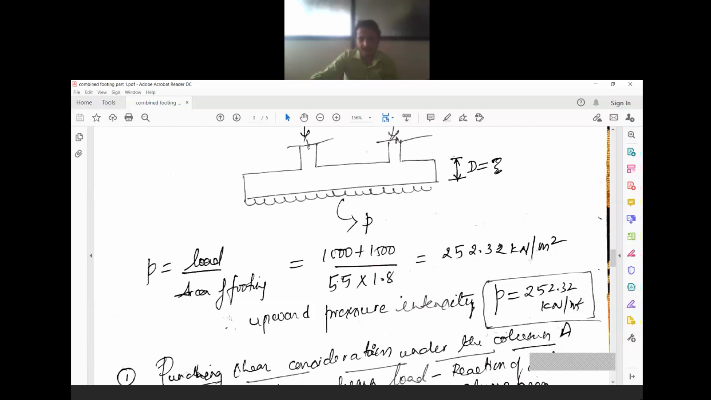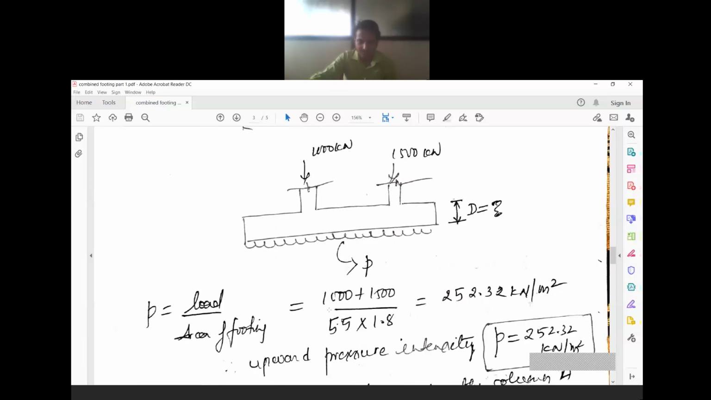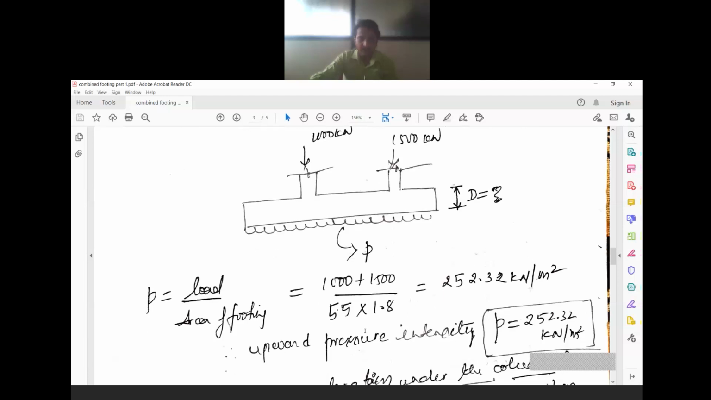of foundation. What is load by area? Can you answer? What is load by area? It is the stress formula. Stress is equal to load by area, simple formula. Okay? So what is load? Load is the total load, 1000 and 1500, divided by the area of foundation. Area of footing. This is not the area that we have calculated in the first step.